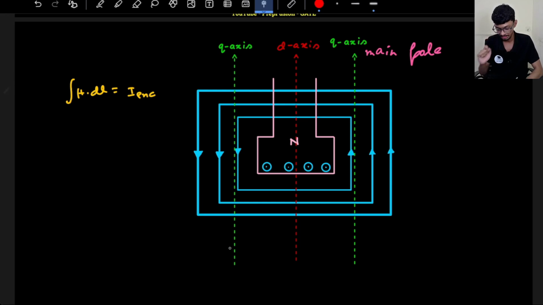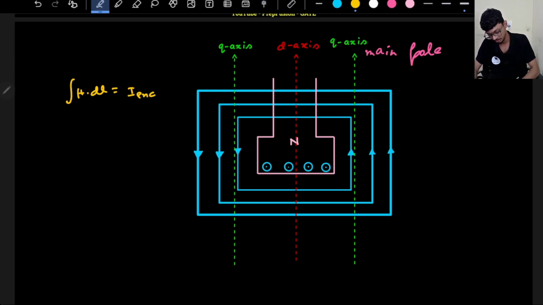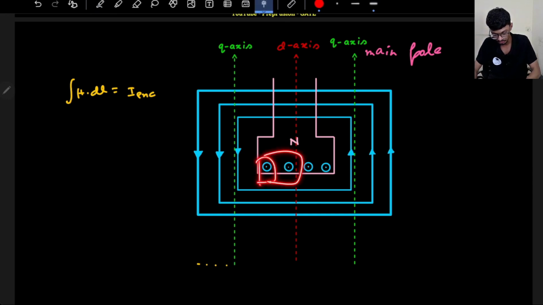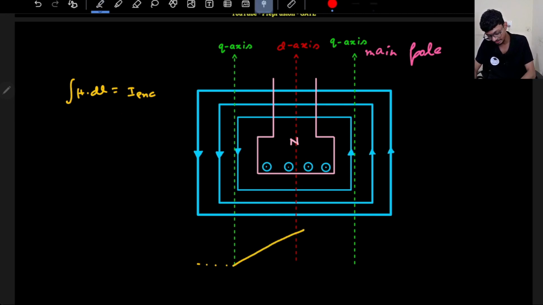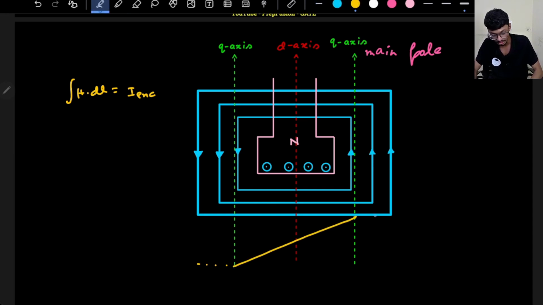Initially I am here at the lowest point, and as I am encountering the currents, I enclosed is increasing, so the mmf also will increase. From negative, it will provide 0 mmf in the d axis, and it will provide highest mmf on the q axis, both in the positive and negative direction.